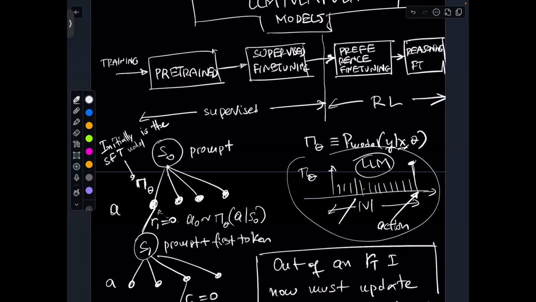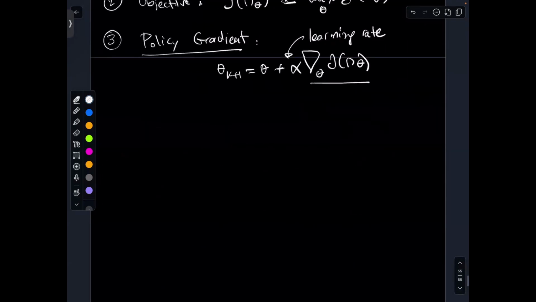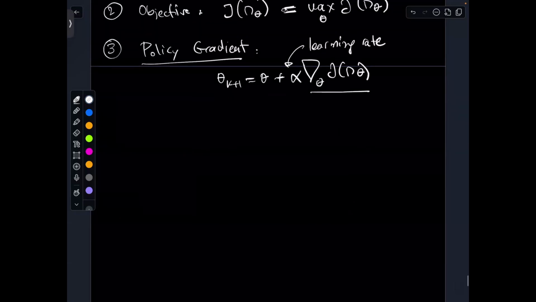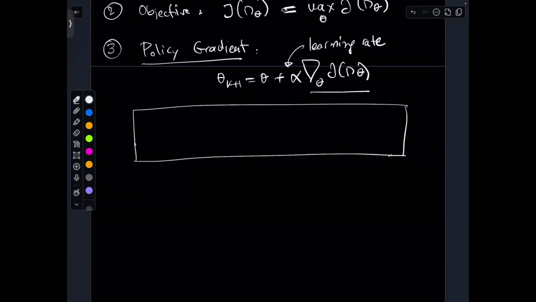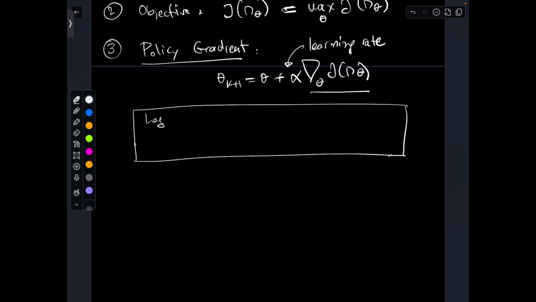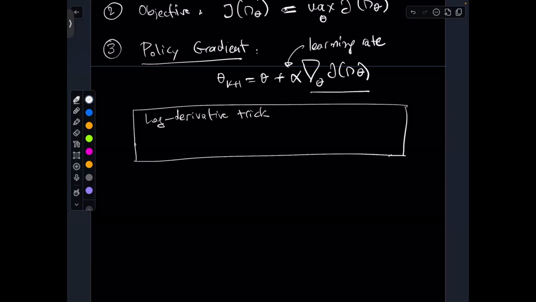So we need to somehow do what is actually called, I'll write it down, I am not going to necessarily expand on this, but it is really well treated on your website. It's called the log derivative trick, also known as the score function or REINFORCE identity.